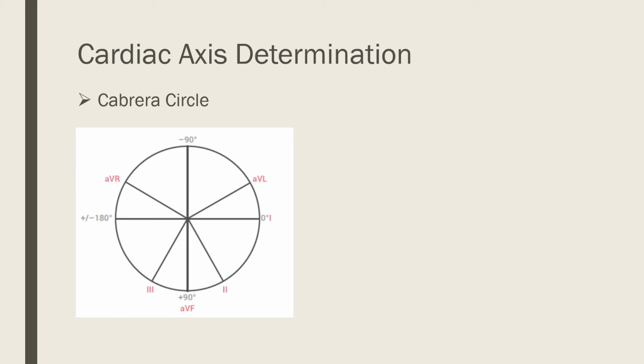How can we determine the cardiac axis from the ECG? The principles: we have this figure showing the Cabrera circle, which shows the x-axis corresponding to lead 1. This is the 0 point of the axis. Lead 2 corresponds to 60 degrees, AVF corresponds to 90 degrees, and lead 3 corresponds to 110 degrees in the circle of Cabrera.